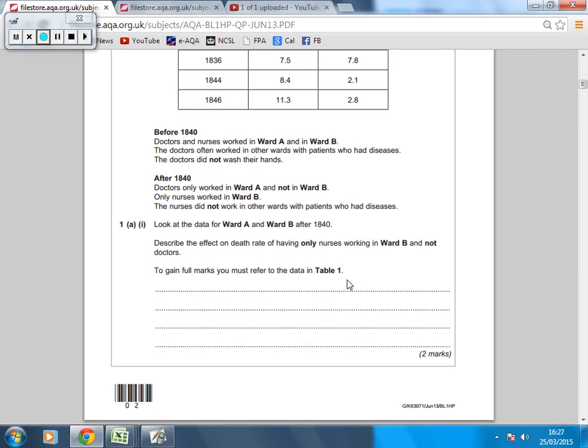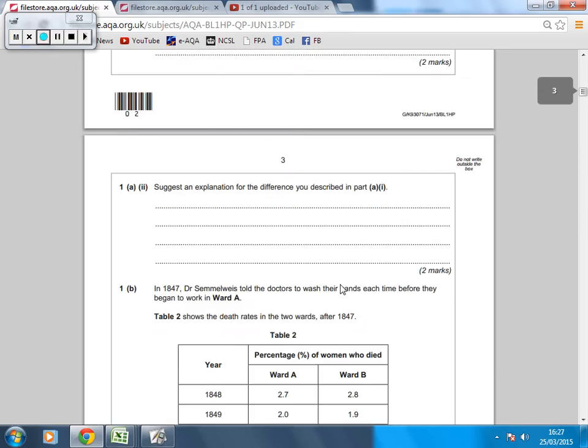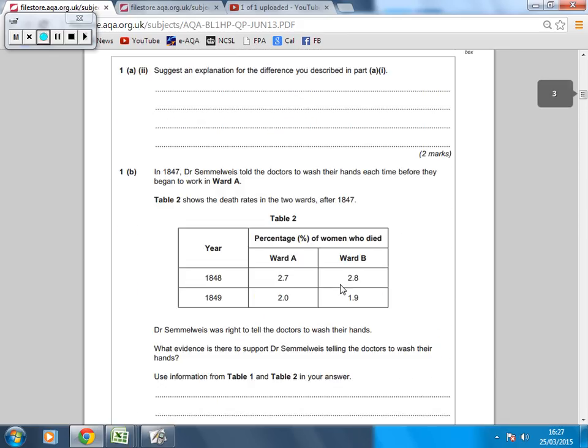I'd probably go for 2 bullet points, the first one describing, so saying what's happening, and the second one to back that up with numbers. Next bit is suggest an explanation for the difference you described in part A. So why do you think that was? That's what suggest is all about.